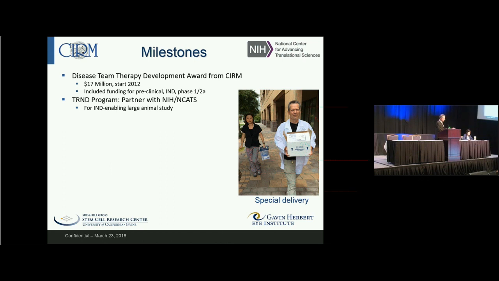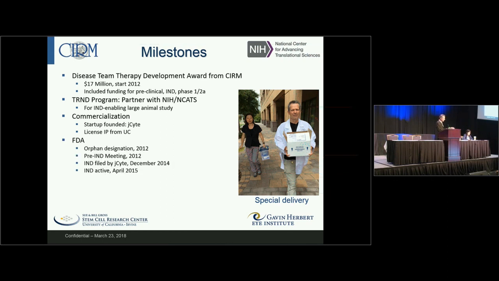I told you about our partnership with NCATS, and then there was also a startup company, JSite, that we spun out of UCI, that initially licensed the IP back from the University of California system and is now a standalone entity in its own right. We've had numerous interactions with the FDA, culminating in an active IND in early 2015.